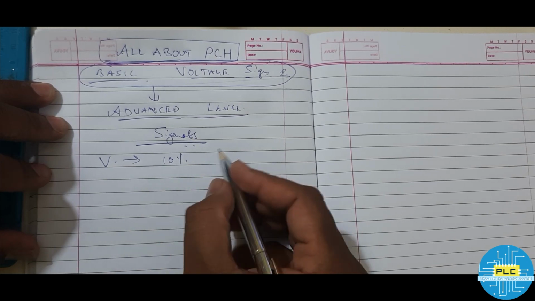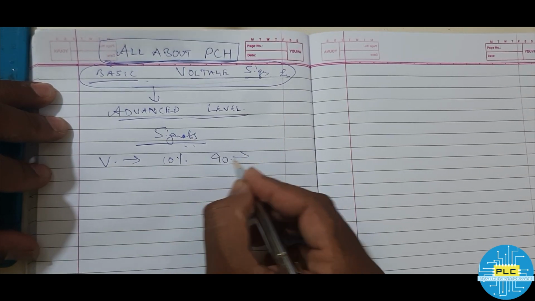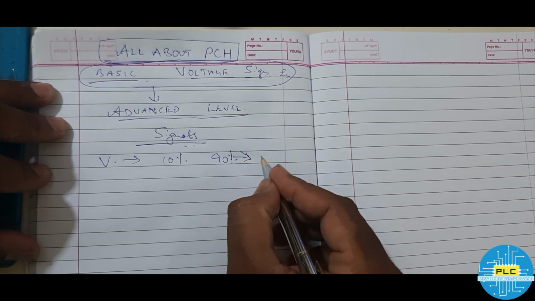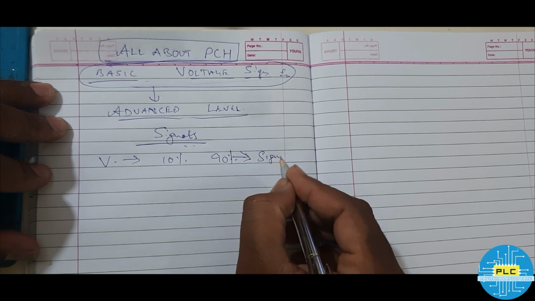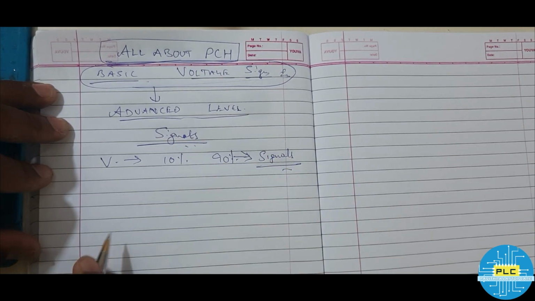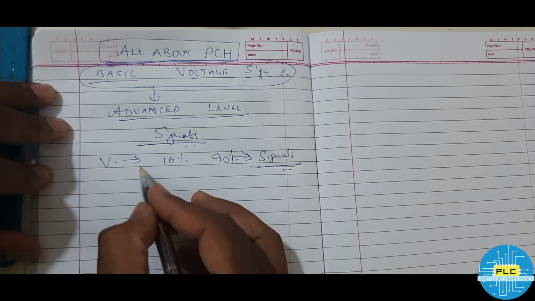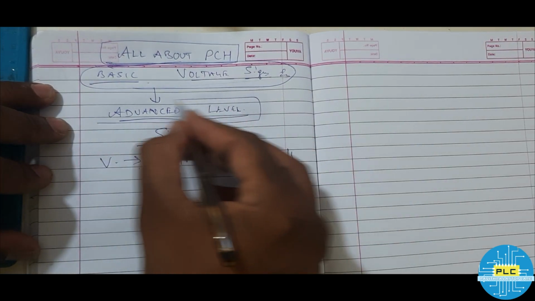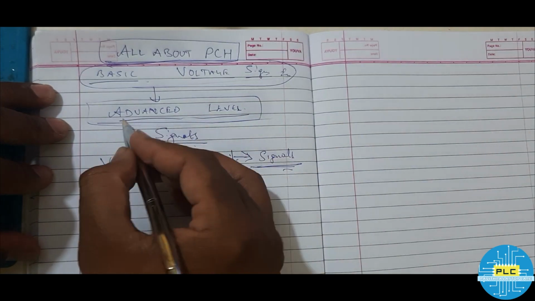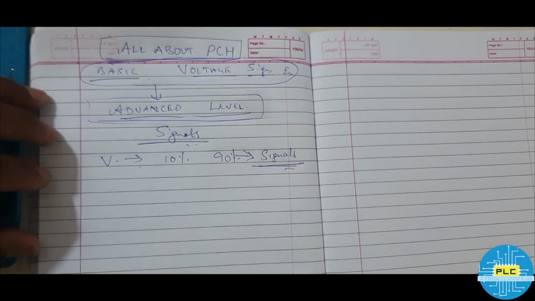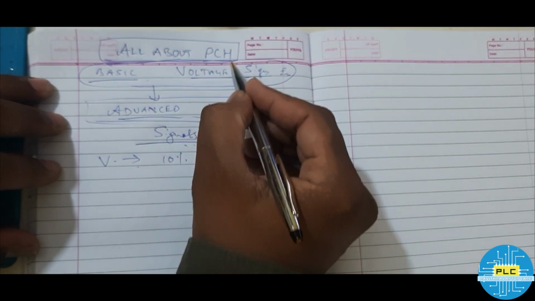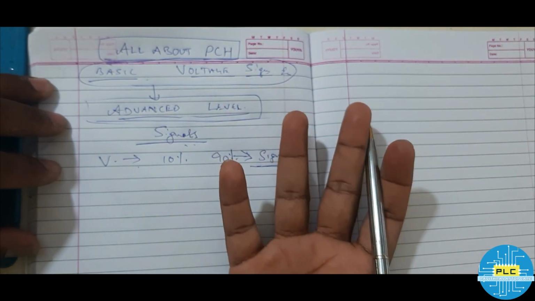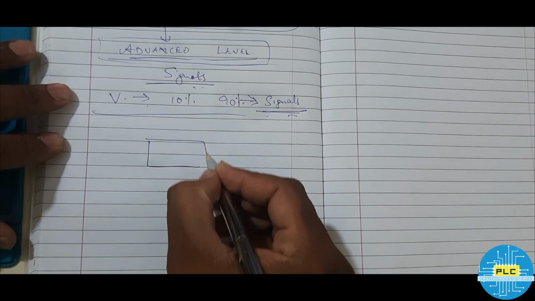The remaining 90% is there, right? So that one works through signals. So that is the reason in advanced level they first have to know about signals. Okay, anyway, the PCH plays a major role here. Here are the three structures.